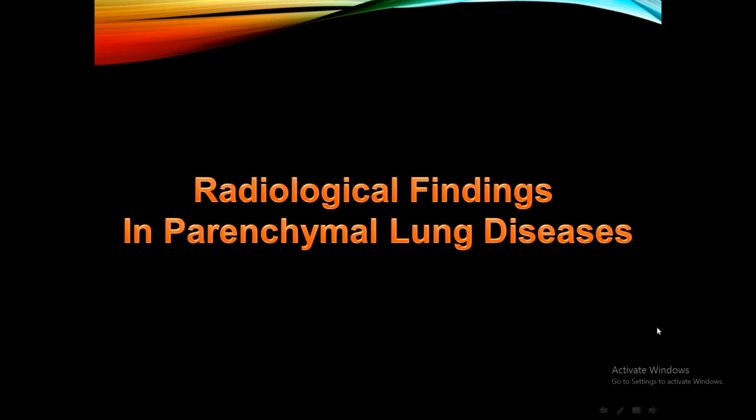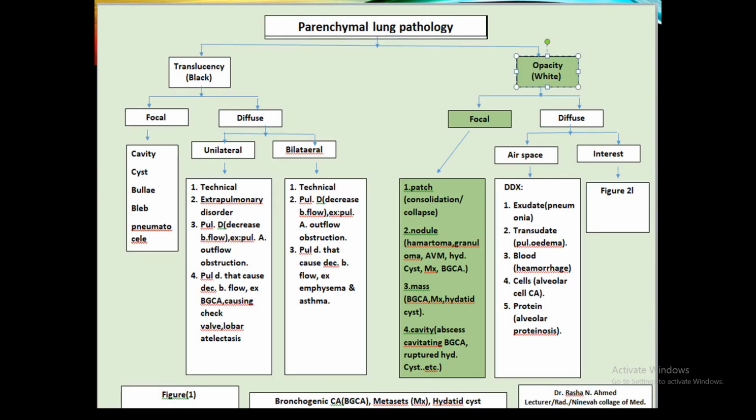We will start with some radiological findings in parenchymal diseases. The parenchymal lung pathology could be either translucency or opacity. The opacity and the translucency both can be either focal or diffuse. Focal lung opacity, we have 4 differential diagnoses. The differential diagnoses include the patch, nodule, mass, and cavity.